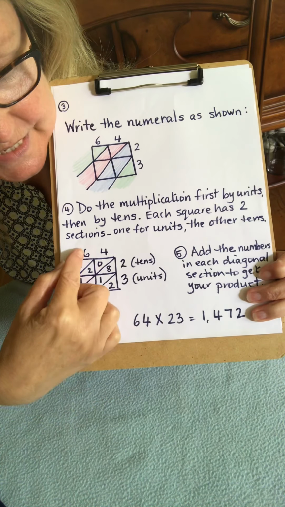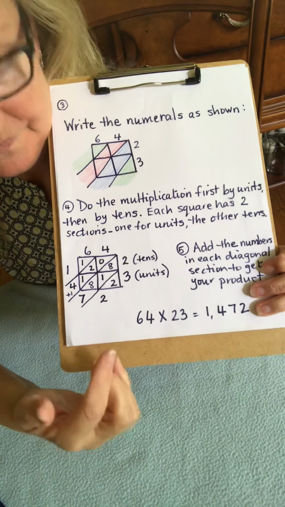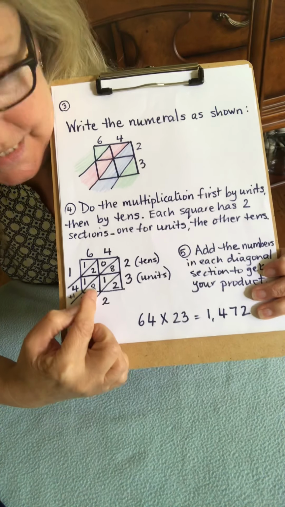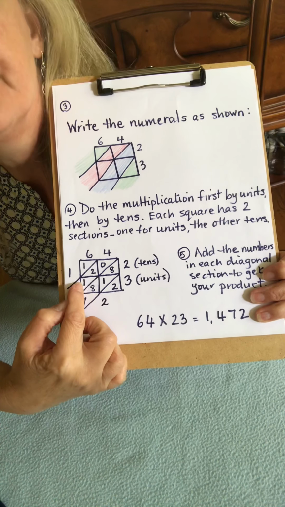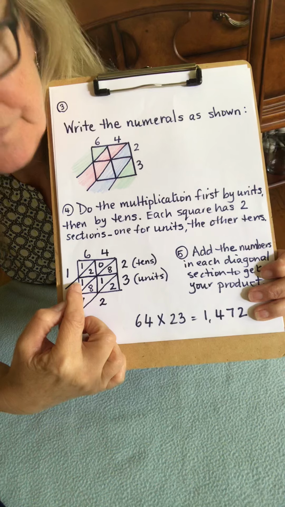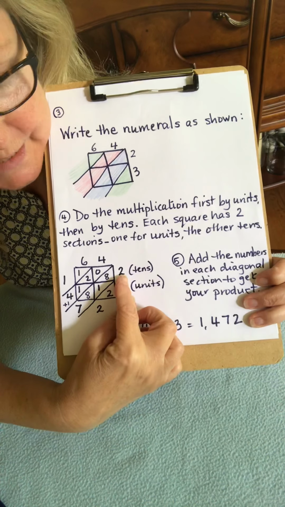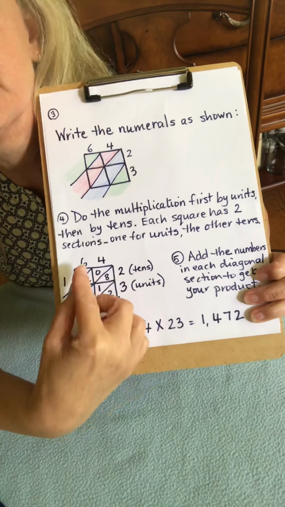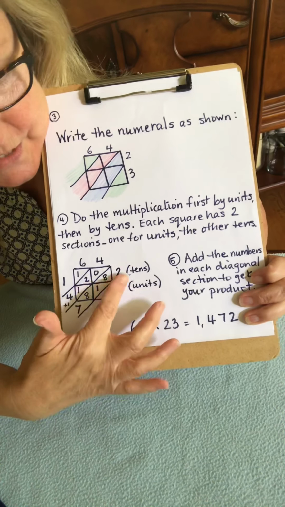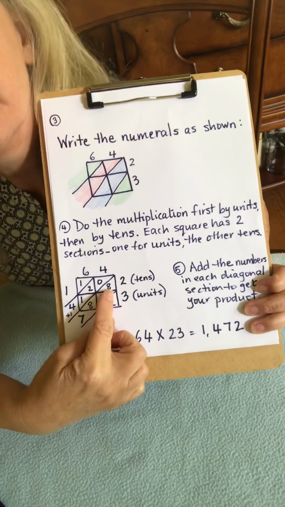3 times 6 is, that's right, 18. Put down our 8, carry over our 1. So we're finished multiplying by units. Now we're going to go to our tens multiplier. This time we're multiplying 64 by 2 tens. 2 times 4 is 8, so we write 8.